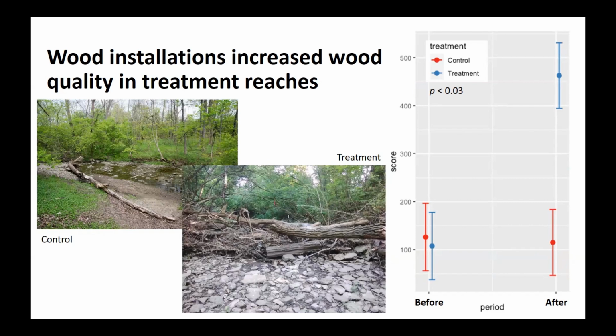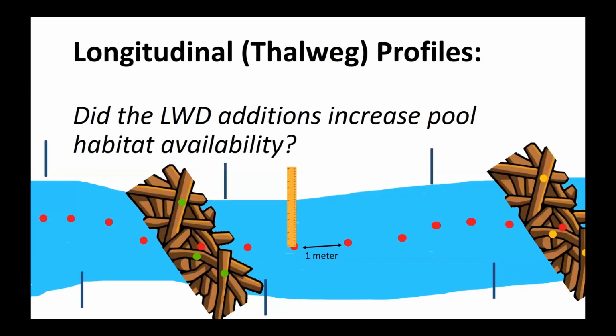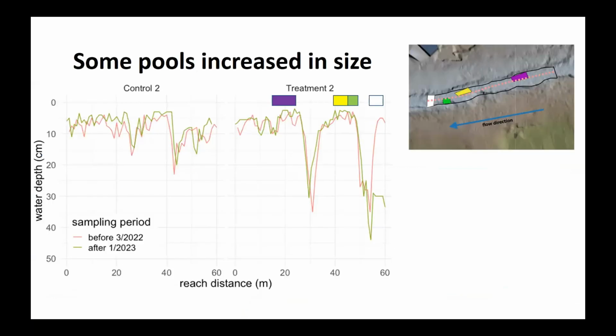So did this actually do the work that we were hoping for? Did the large woody debris additions increase pool habitat availability? Well, the answer is yes and no. Some of the pools increased in size. These are thalweg profiles. That orange or pinkish dotted line going through the center of the stream is basically the topography of the stream channel. The areas that are lower on the y-axis are showing you pool sections.